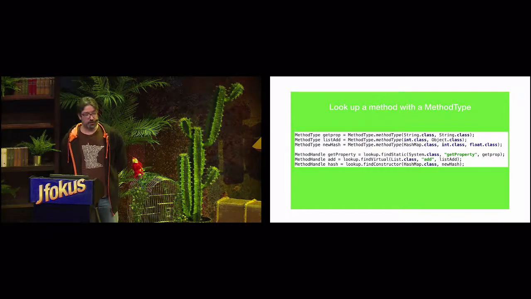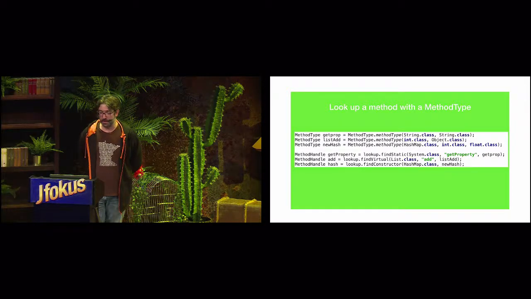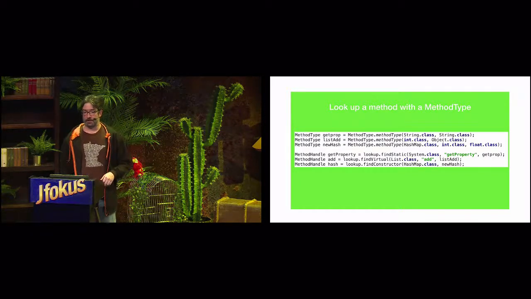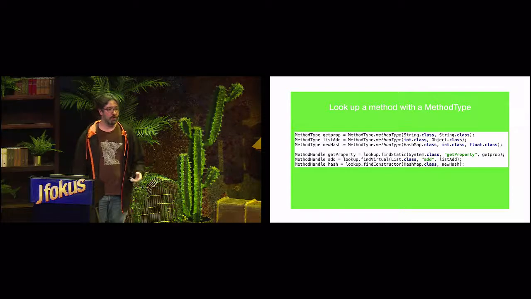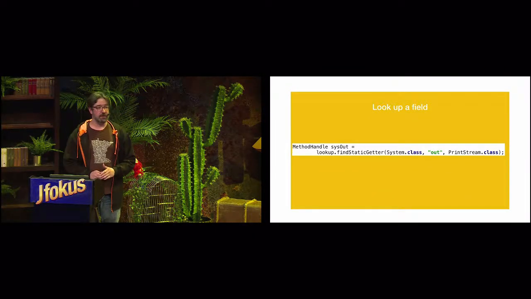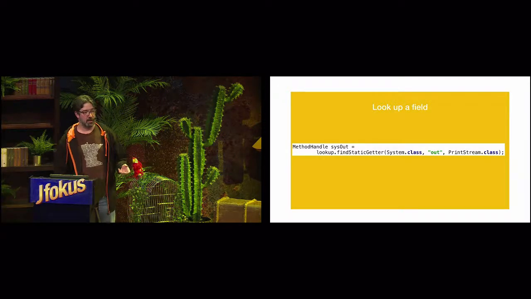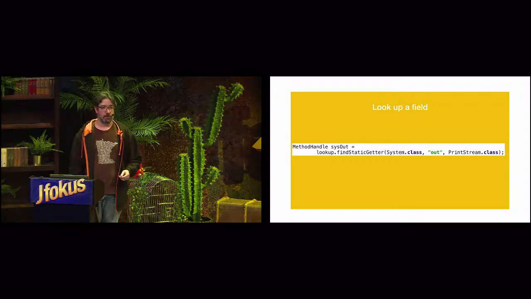We also have find constructor. Here we have the constructor for a hash map. And there is a third one called find special, which is used for calling things like overridden methods or private methods and so on, but not important for our concerns, and most folks won't end up needing to use it. All right, accessing a field, very similar call here. We're finding the static getter to get the system out field. As you'd expect, there is find getter and setter for instance fields.